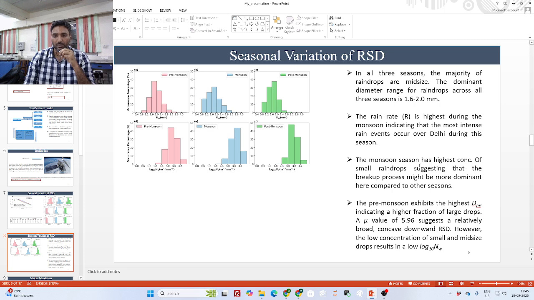Additionally, the monsoon season has the highest concentration of small raindrops, and based on this, we have put up a hypothesis that given that small raindrops are highest in monsoon season, we can assume that the breakup process is most dominant during the monsoon season. The pre-monsoon season exhibits the highest Dm, which tells us that the highest fraction of large drops in the spectra is seen during the pre-monsoon season. Also, a mu value of 5.96 suggests a broad RSD.